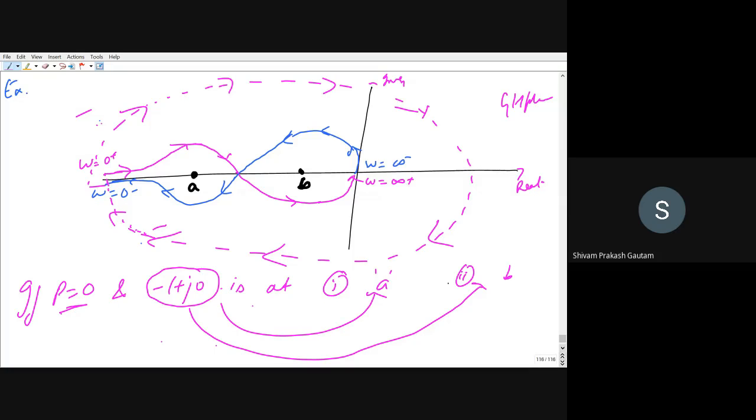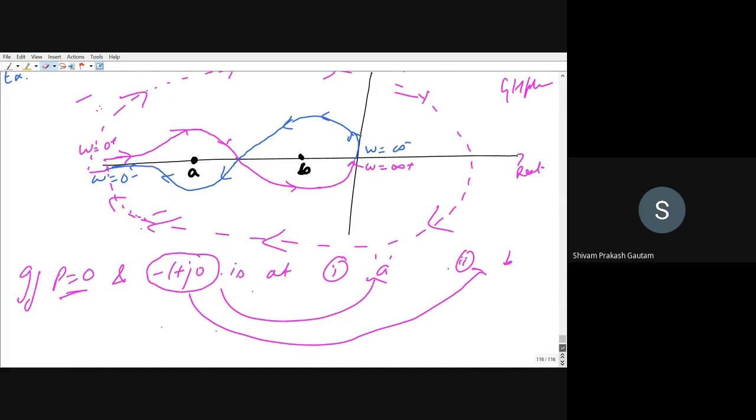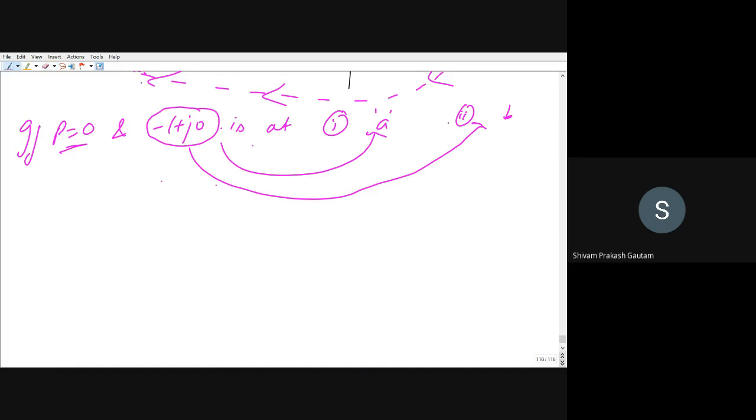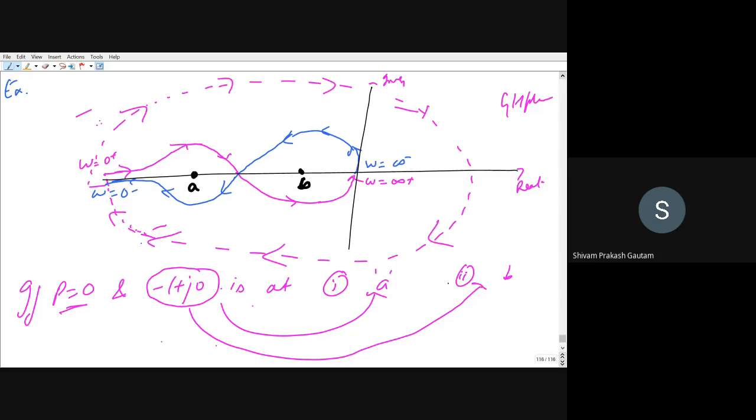So for the first case, we will determine. Suppose our point is at point A. This is for first. Minus 1 plus J0 is at A. Now, first of all, let me rub this B point. Now, tell me how many encirclement of the point you see.